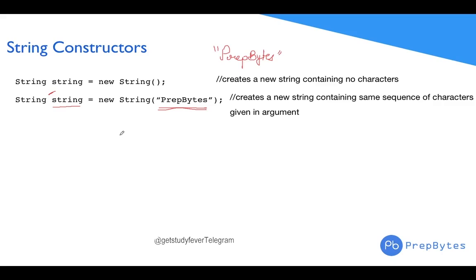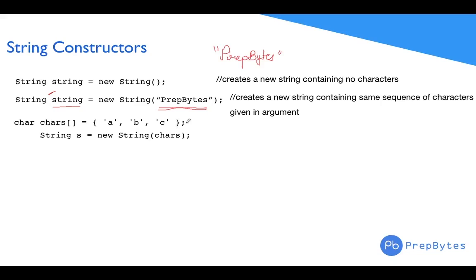Now let's say I have a character array and I want to create a string using that character array. So we have a character array here, and we are creating a new string s using this character array. As we do this operation, we have ABC as a string created in memory, and this object variable s points to this particular string in memory.